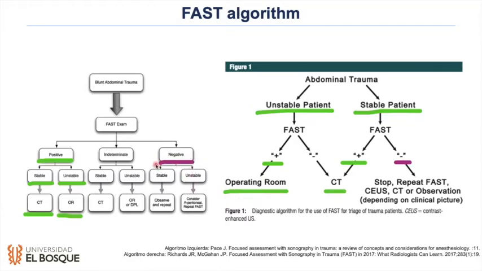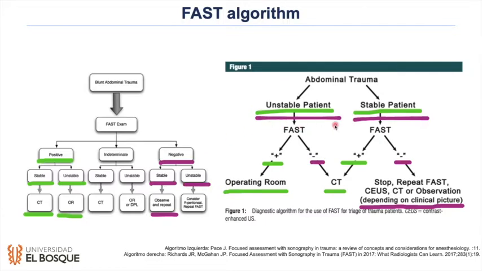On the other side, if you have a negative FAST exam and your patient is stable, this algorithm is going to tell you that you have to just observe the patient and maybe repeat the FAST exam later. But as you can see here, this algorithm is going to tell you that also observation of the patient, repeat this exam, but also you can do a CT.